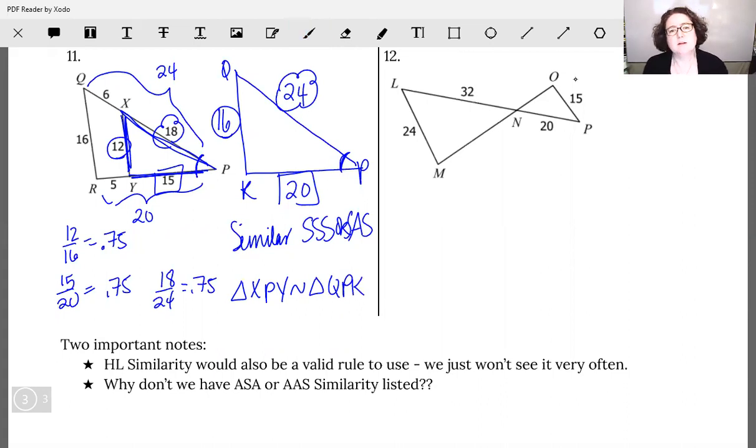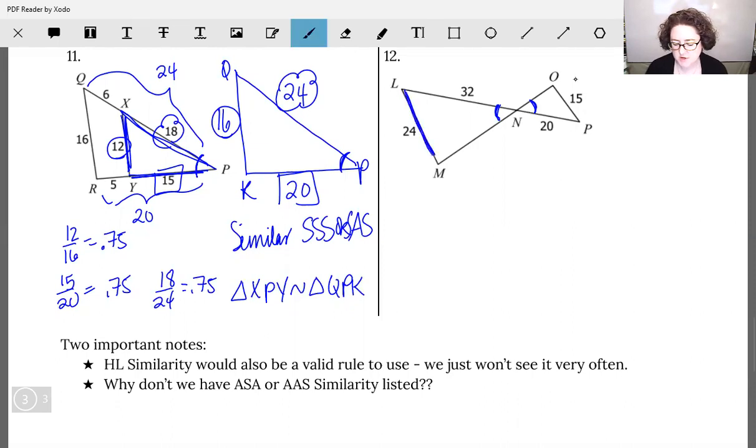All right, number 12. So again, it's another one of these bow tie diagrams. So I can label my angles in the middle. And so now let's look at what info we have. So we do have two sides in both of our triangles. Bigger triangle with 24 and 32, smaller triangle with 20 and 15. Here's the kicker. Where's the angle compared to the two sides?